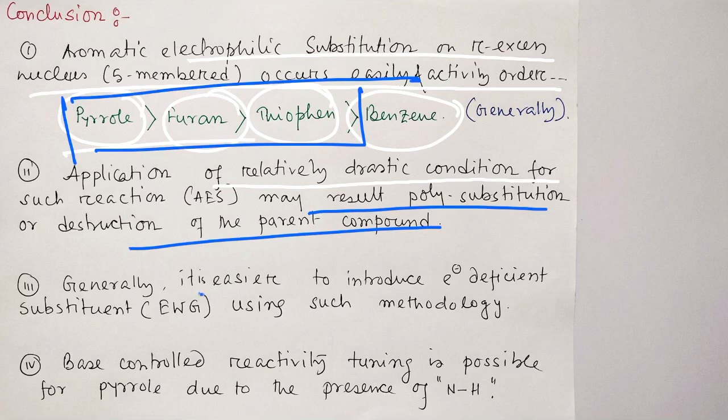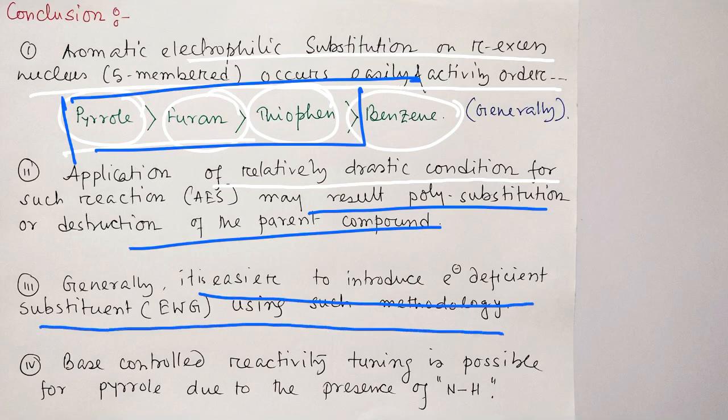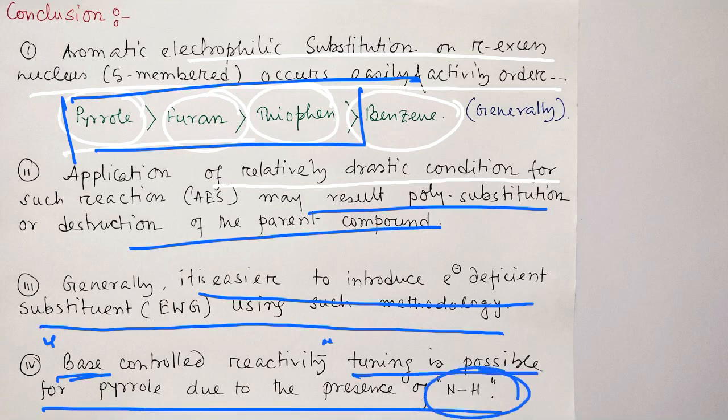Finally, generally it is easier to introduce electron-deficient substituents through AES on these five-membered heterocyclic nuclei, but introducing electron-rich ones is difficult because they are already active, and if you put a further activating group, it will be very difficult to control the reaction and maintain selectivity. And most importantly, base-controlled reactivity is possible, because base can abstract the NH proton, which will further increase the reactivity. I shall upload a dedicated video, don't worry. This is possible for pyrrole due to the presence of the NH bond. Okay, fine. So this is the end of this discussion.